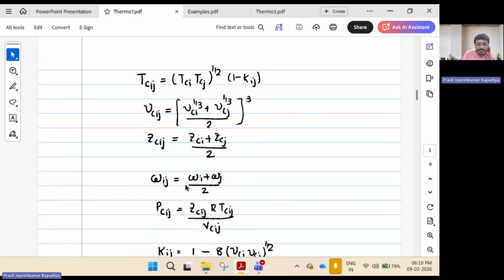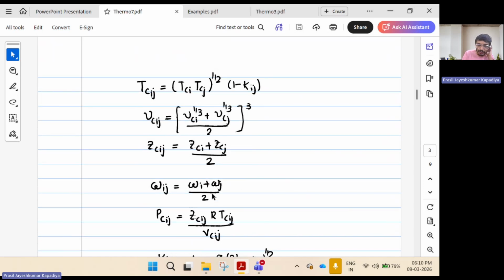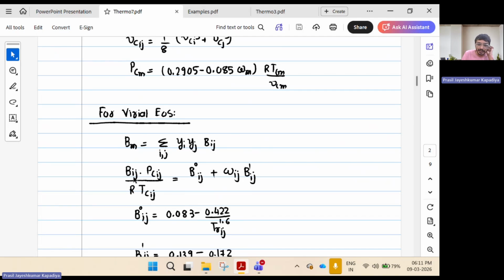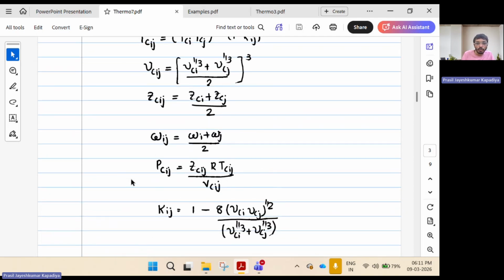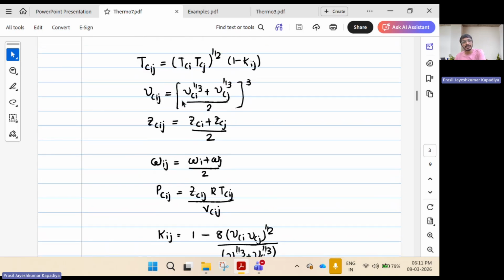Now, omega is simply omega i plus omega j divided by 2. Now, the issue is with Pcij. So how do we express Pcij? It is better to go through the compressibility factor Z, because when we are dealing with mixtures, the individual components are also non-ideal.